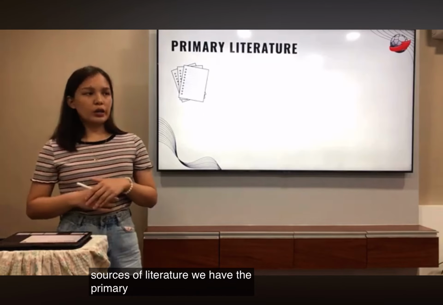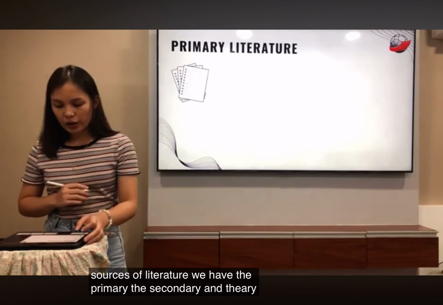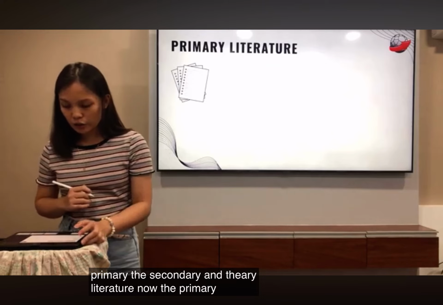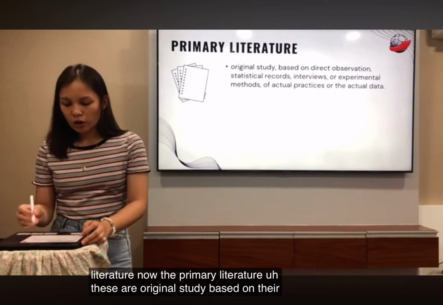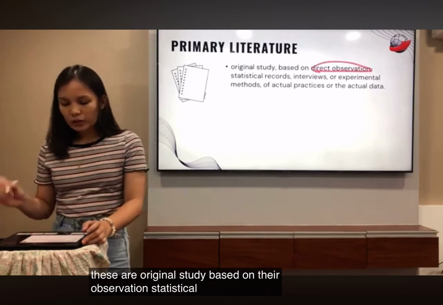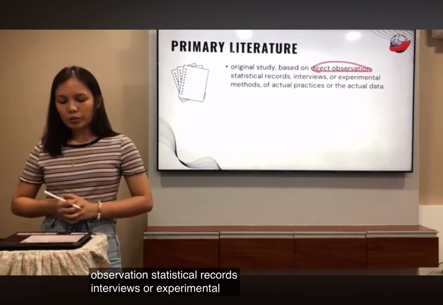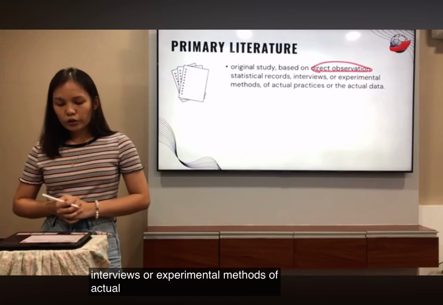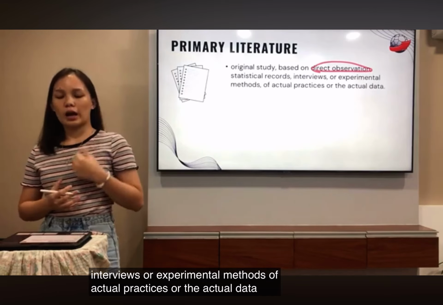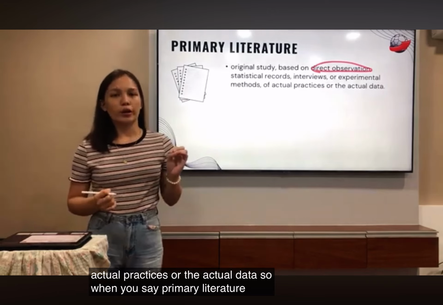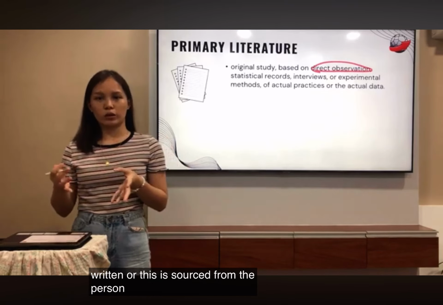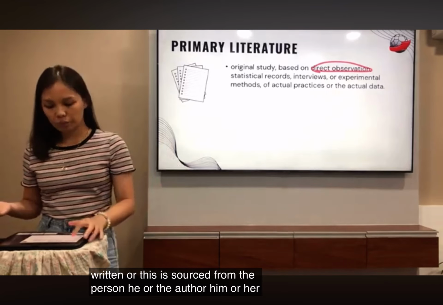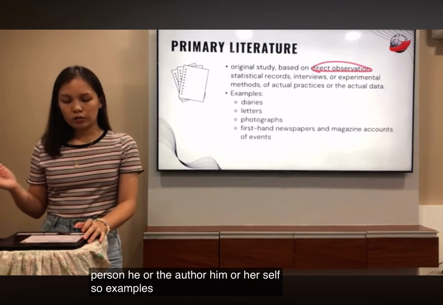Okay, and now would be the sources of literature. We have the primary, the secondary, and the tertiary literature. Now the primary literature, these are original study based on direct observation, statistical records, interviews, or experimental methods of actual practices or the actual data. So when you say primary literature, this is written or sourced from the person, the author, him or herself. So examples would be diaries.